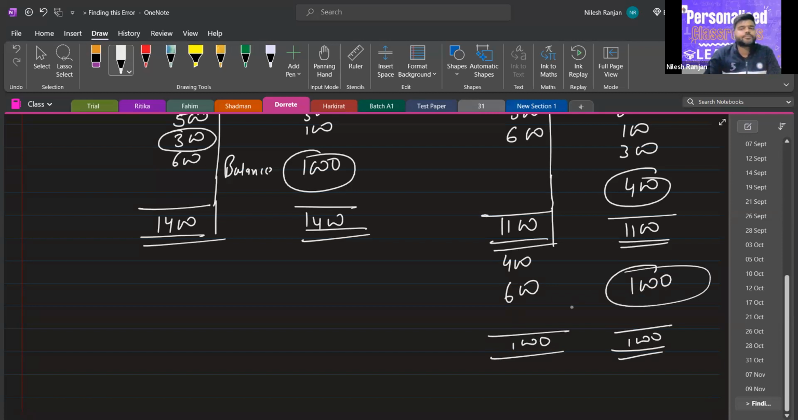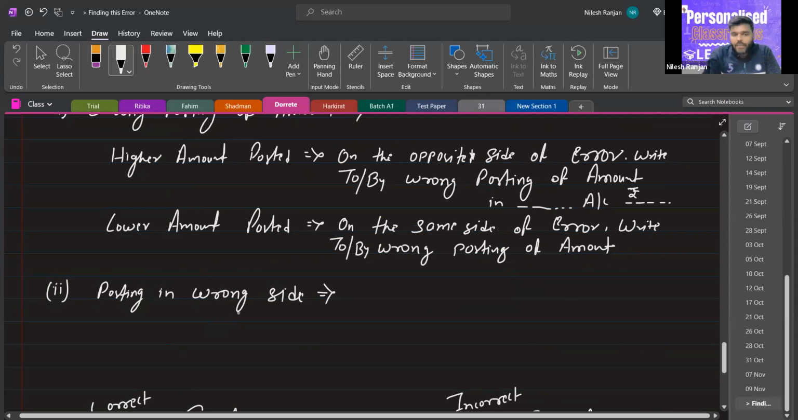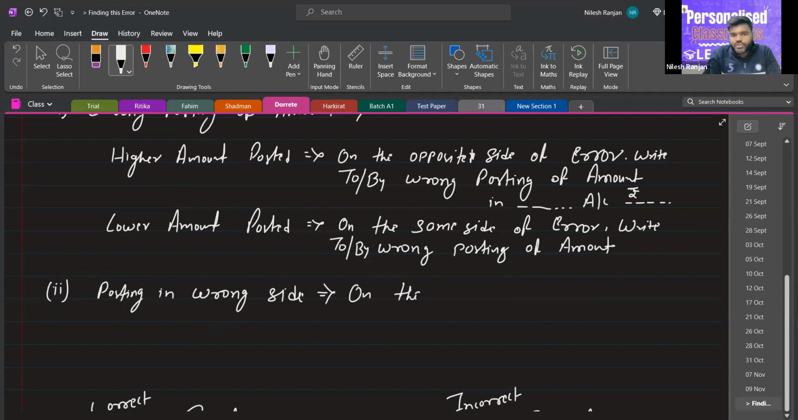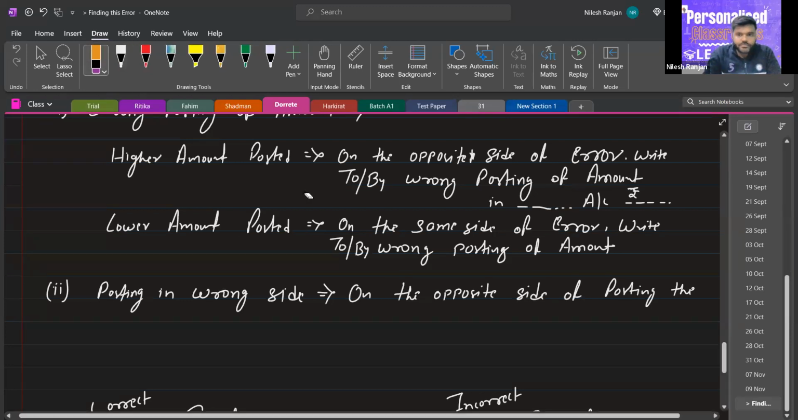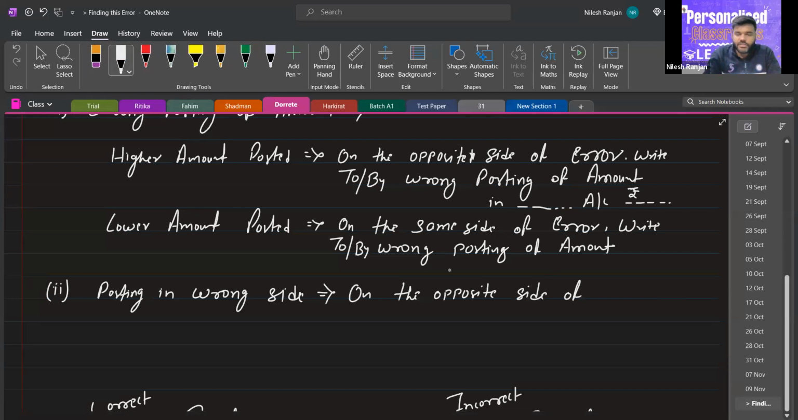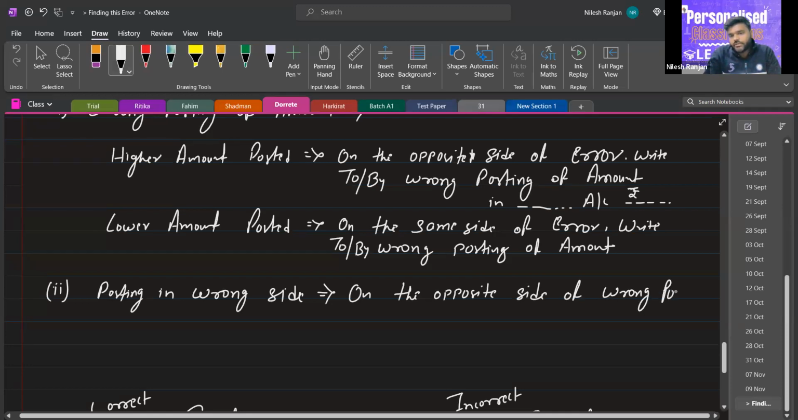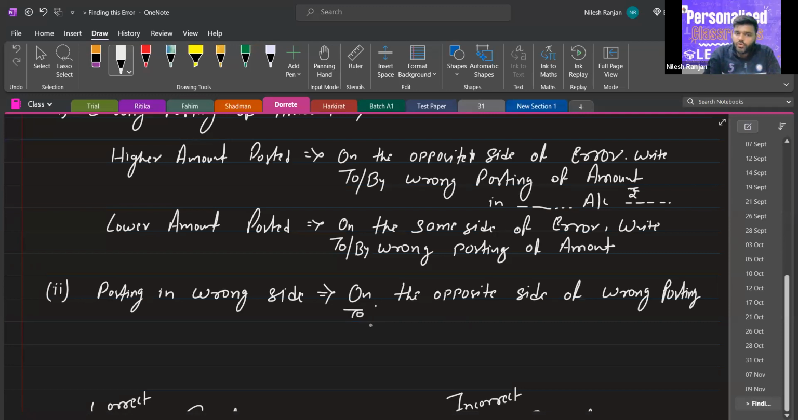So when posting on the wrong side happens, then on the opposite side of error, means the side on which you have made a mistake, on the opposite side of wrong posting, what we have to write: "to" or "by" wrong side posting with double amount of error.